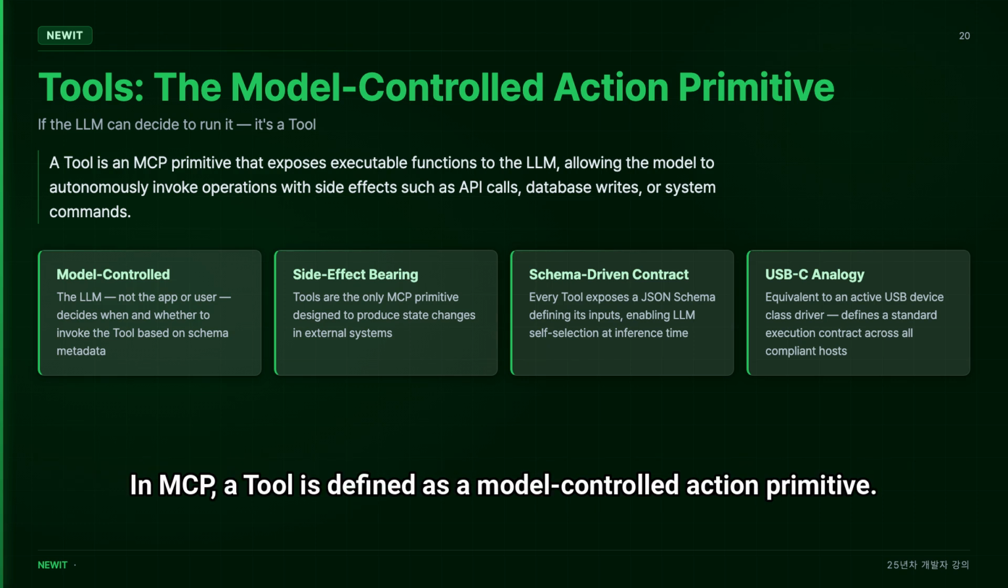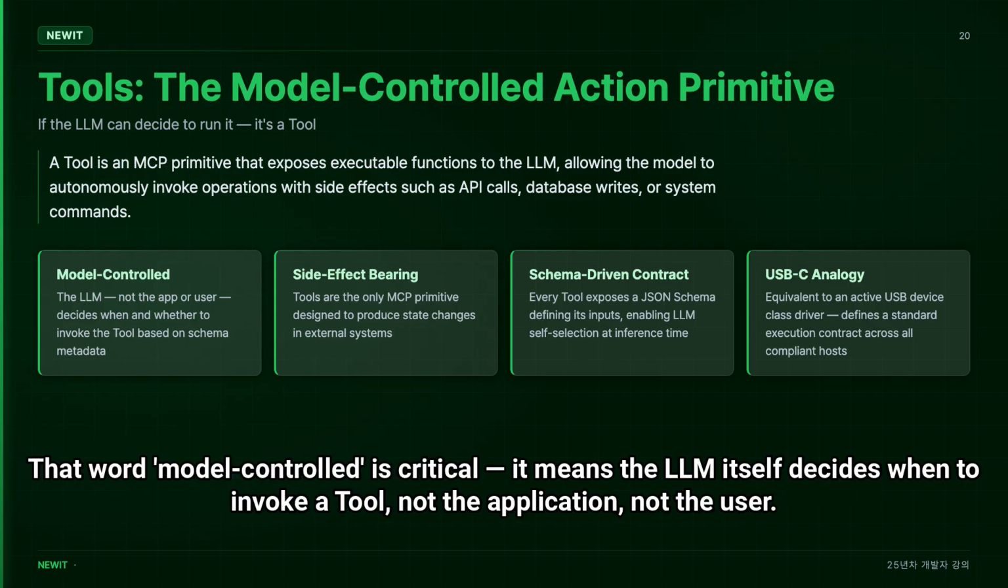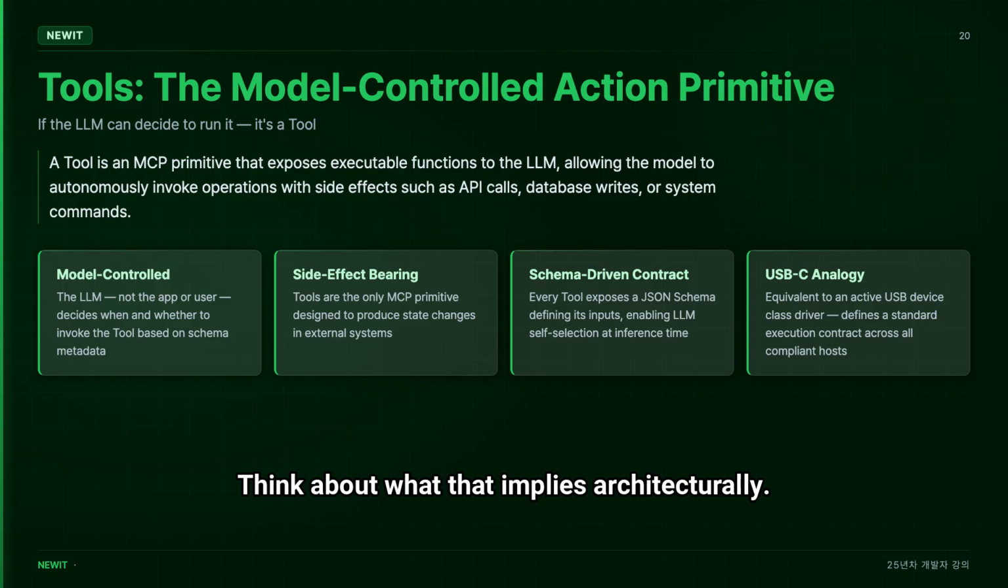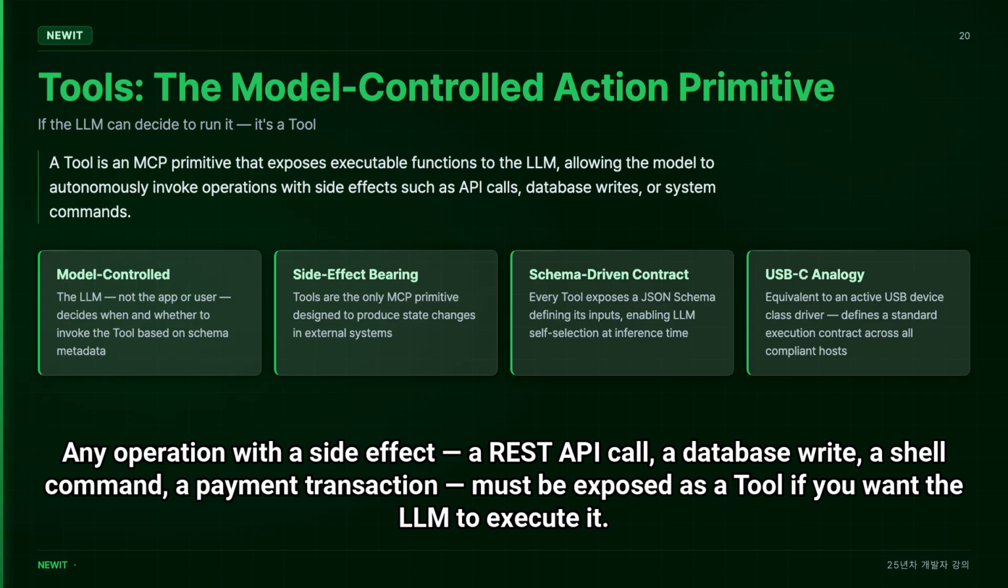In MCP, a tool is defined as a model-controlled action primitive. That word model-controlled is critical. It means the LLM itself decides when to invoke a tool, not the application, not the user. The LLM reads the tool's schema, evaluates whether it fits the current task, and fires the call autonomously. Think about what that implies architecturally. Any operation with a side effect, a REST API call, a database write, a shell command, a payment transaction, must be exposed as a tool if you want the LLM to execute it.